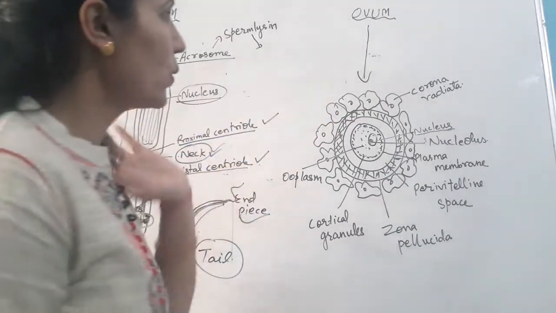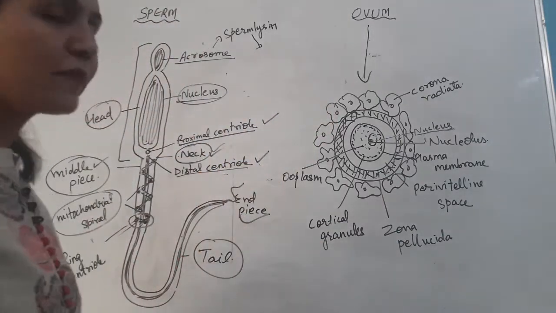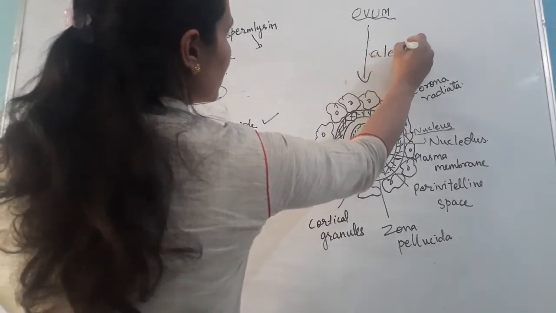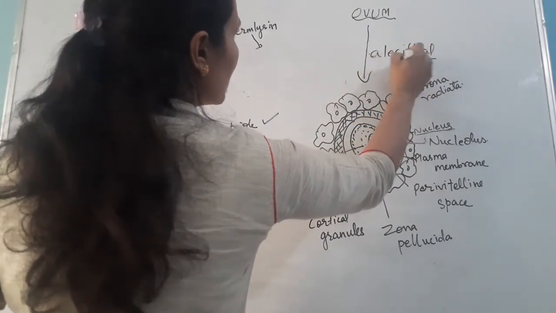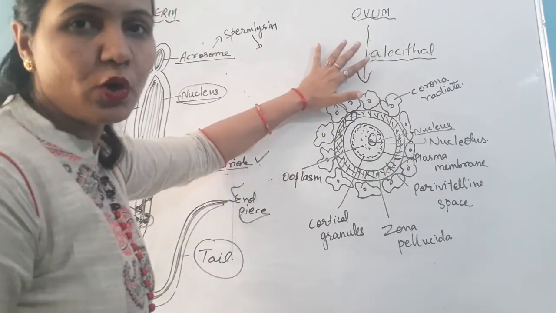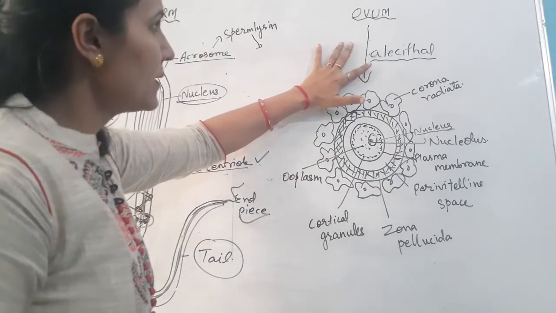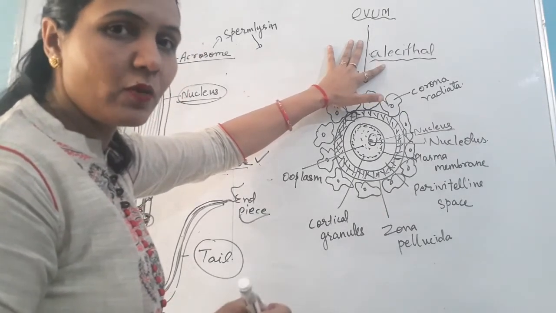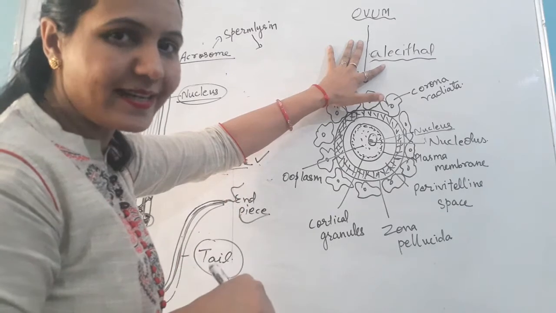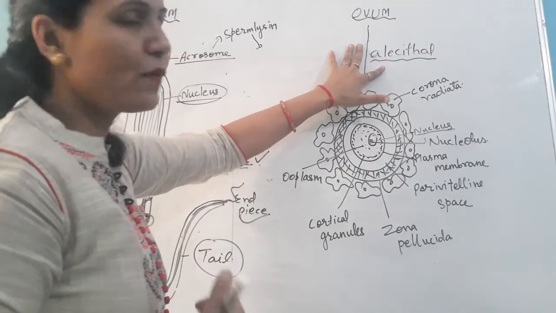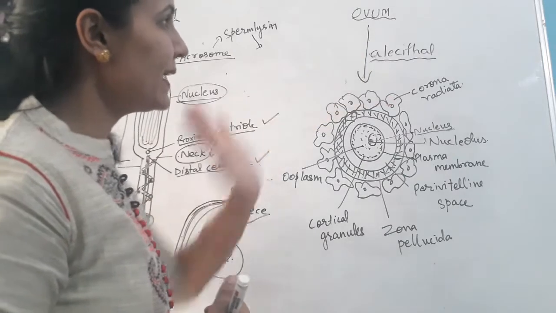Next is the ovum. Here in the female body, the ovum is alecithal. Alecithal means it is free of yolk. There is no yolk present in the female gamete. The female gamete is produced inside the ovaries. The female has two different ovaries, one on the right hand side and the other on the left hand side. So this egg is free of yolk, so it is said to be alecithal.